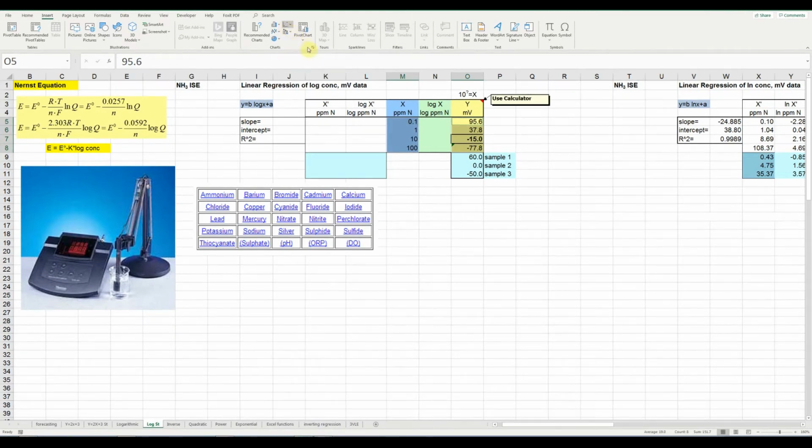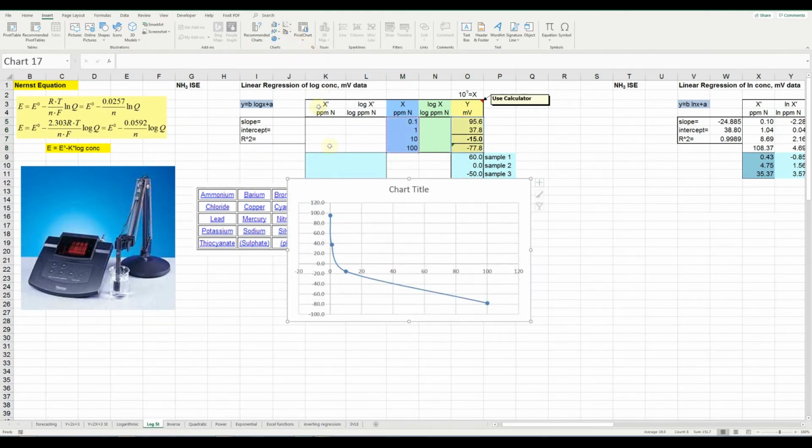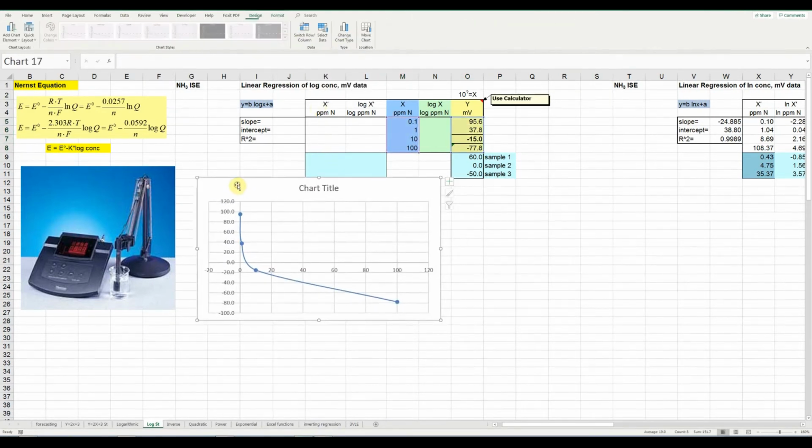Let's choose one with curved lines just so we can see it. That is clearly not linear. And so we can't use linear regression directly on the data. It would be bad news. It wouldn't be linear at all.